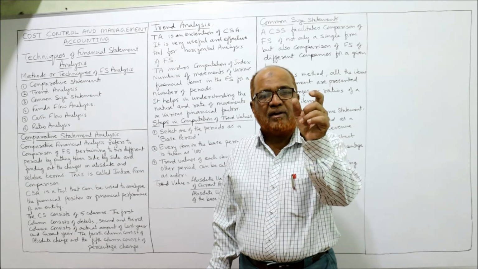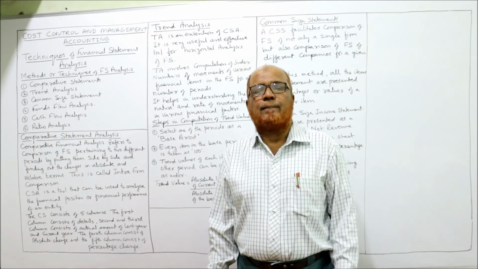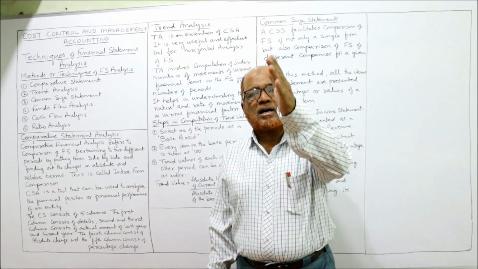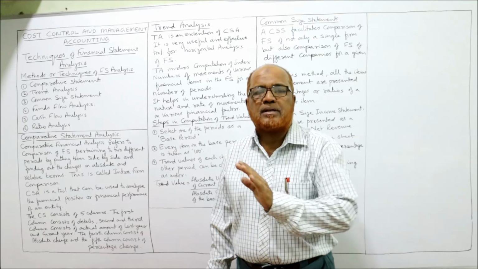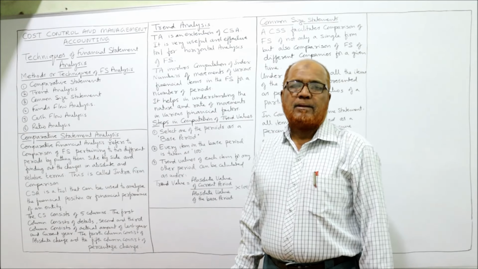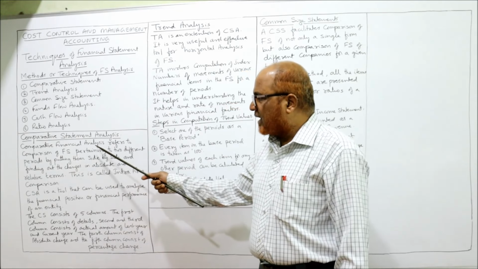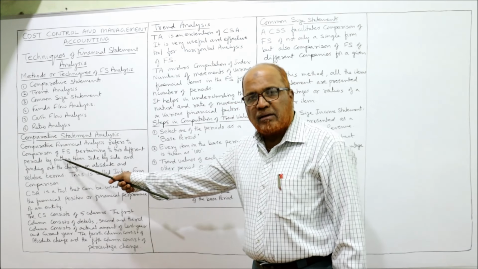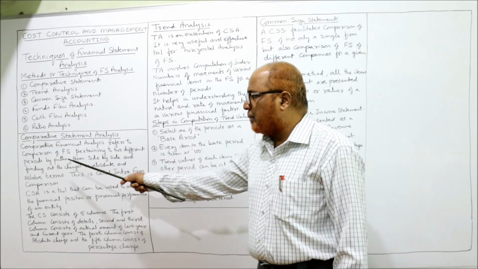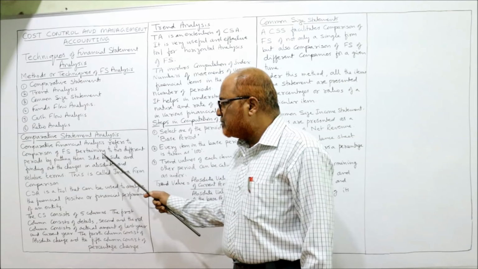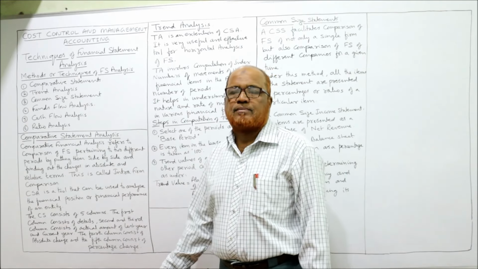Like this, for every item of the financial statement, we are expressing the last year amount, current year amount, absolute change and percentage change. This is called comparative statement. So comparative statement financial analysis refers to comparison of financial statements pertaining to two different periods by putting them side by side and finding out the changes in absolute and relative terms.